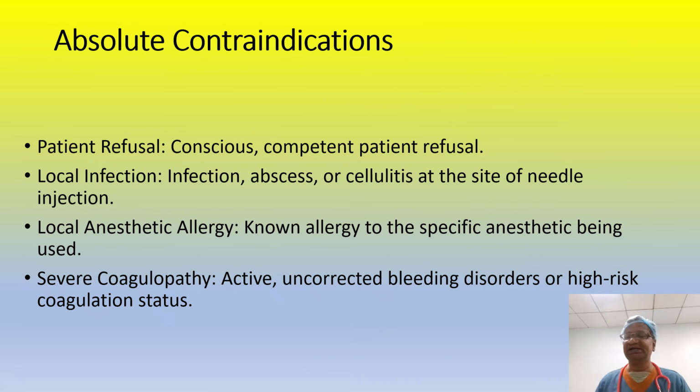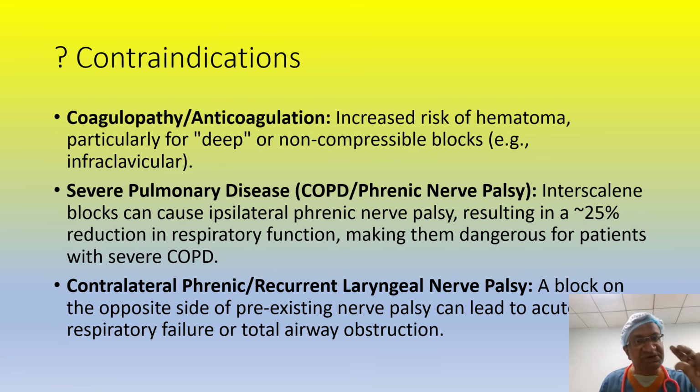The absolute contraindication is patient refusal. There is also local infection, local anesthetic allergy, and severe coagulopathy. These are the routine parts for any block. But specifically, we can see severe pulmonary disease, COPD, because on one side, if you give interscalene, it may paralyze the phrenic nerve. So if there is a contralateral phrenic nerve injury, all these things are contraindications.